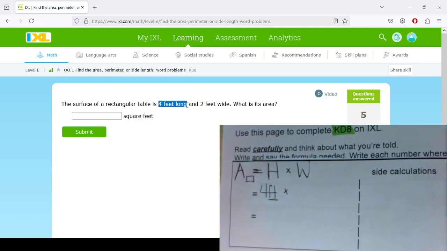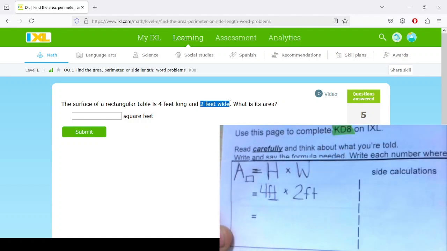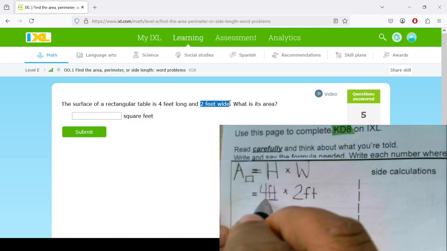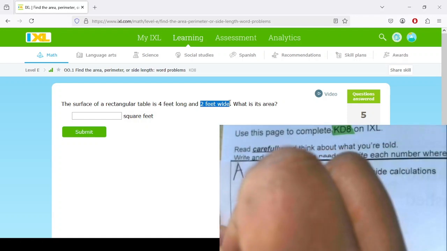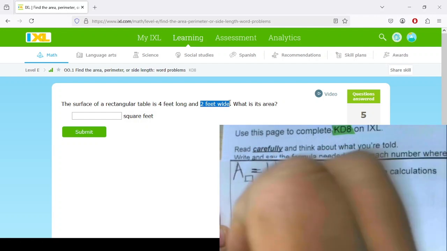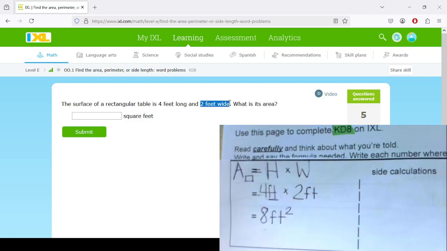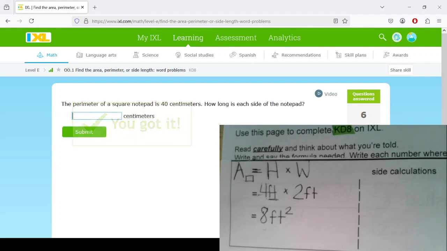Multiplied by, and the width number is 2 feet. So it's going to be 2 feet. I don't need a side calculation for 4 times 2 because I know my 2's and my 4's very well. 4 times 2 is 8. But I have to remember that area is always measured in square units. And so I'm going to write square feet. Then I go to my computer. They already have the unit for me. The square feet part is already written for me. And so I just need to type in 8. And I got it.